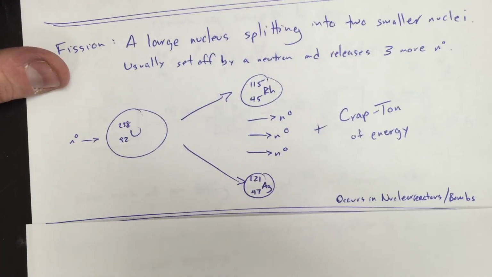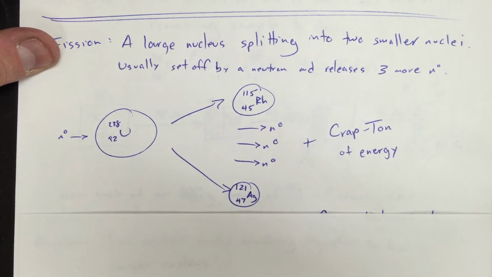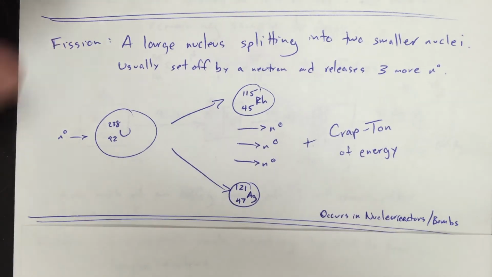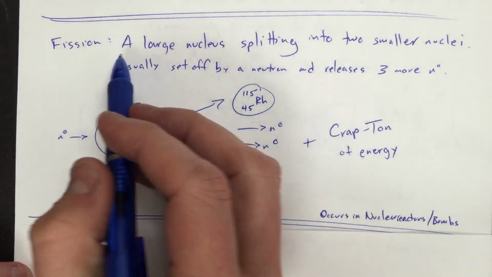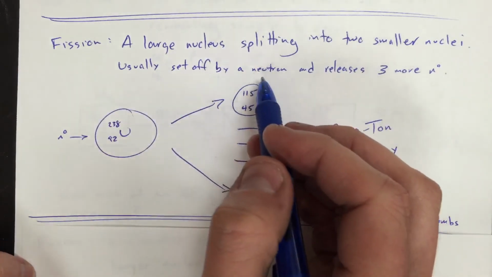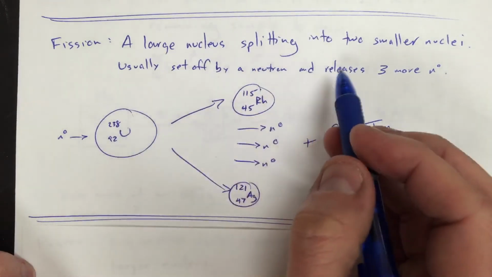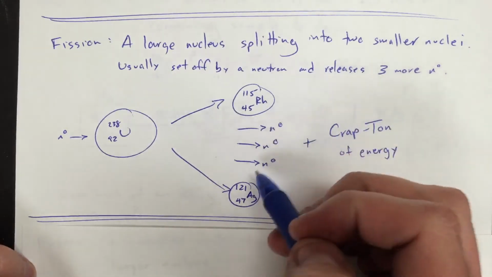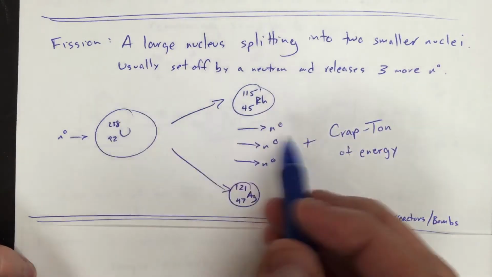All right, so the next thing we'll talk about is fission. Another nuclear reaction, other than alpha, beta, and gamma, is fission. So fission is when a large nucleus splits into 2 smaller nuclei. Usually this is set off by a free neutron hitting that large nucleus, and usually it releases 3 more neutrons. It doesn't have to happen, but it does most of the time.